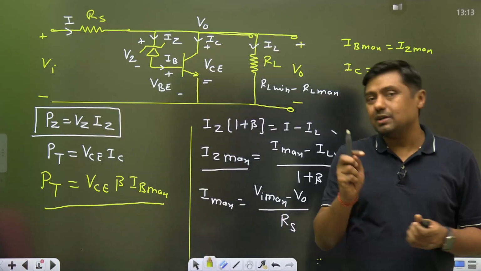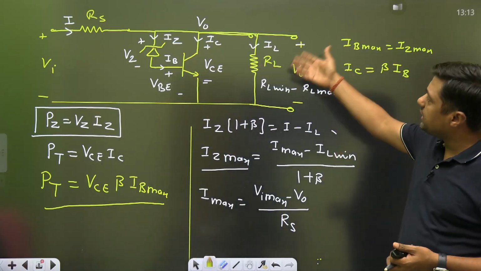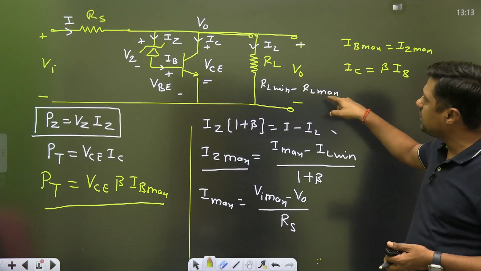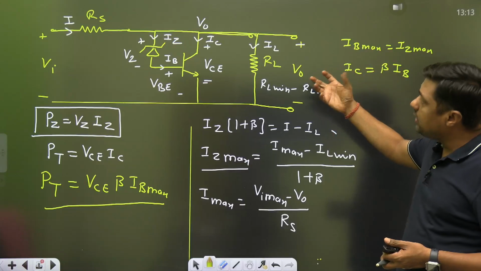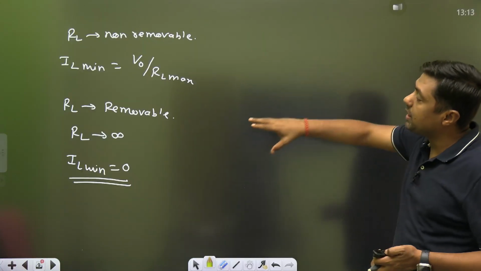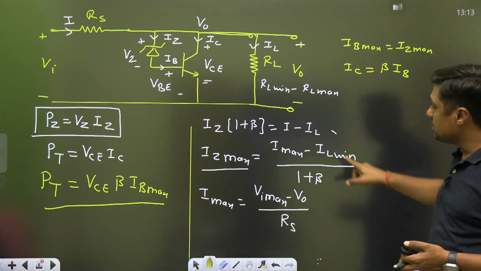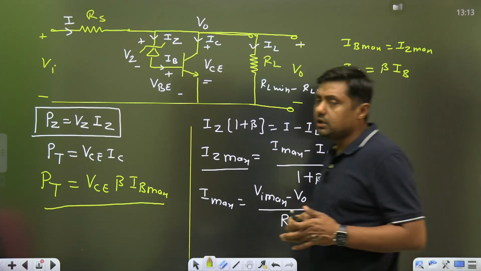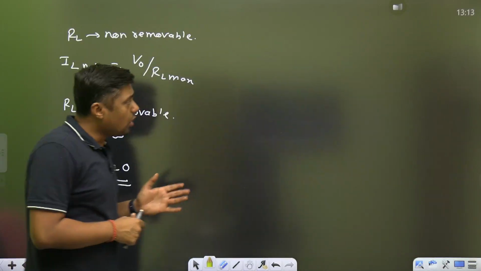So always remember, there will be two cases. Where RL is fixed, meaning not removable, you have to use RL maximum here. Or if it is removable, then the worst condition will become RL infinity and IL minimum 0. Use this formula for the shunt voltage regulator and try to solve this question, guys.